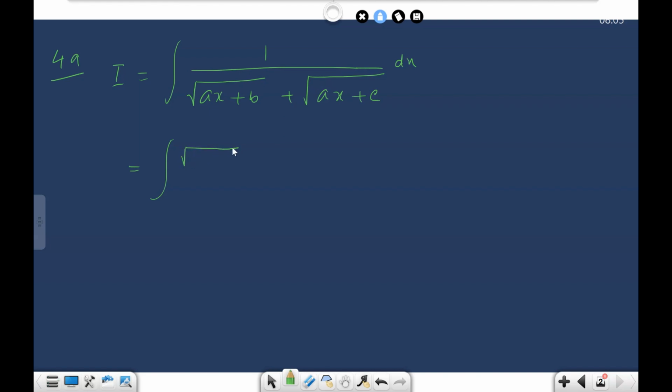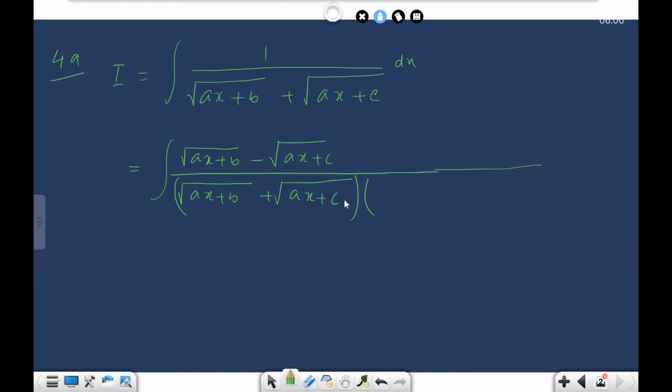So I am writing in the numerator, ax plus b, then minus root over ax plus c, and this factor should also be multiplied at the denominator. So this is root over ax plus b, then plus root over ax plus c. It is already in the denominator, and I am multiplying by the conjugate, and that was root over ax plus b, then minus root over ax plus c, and dx is already there.